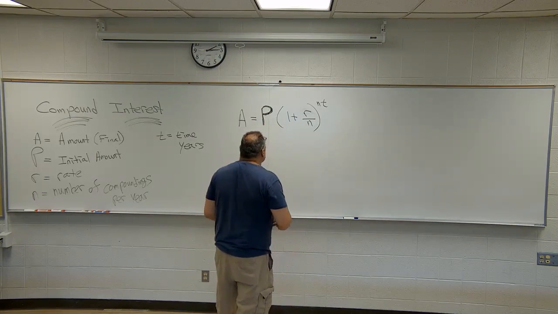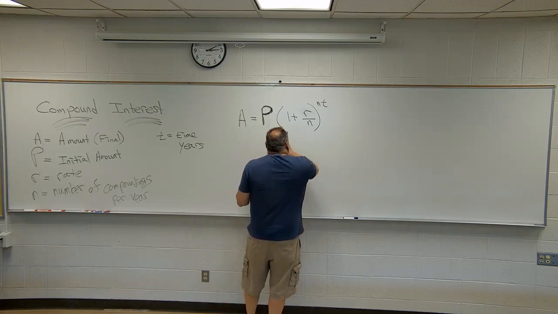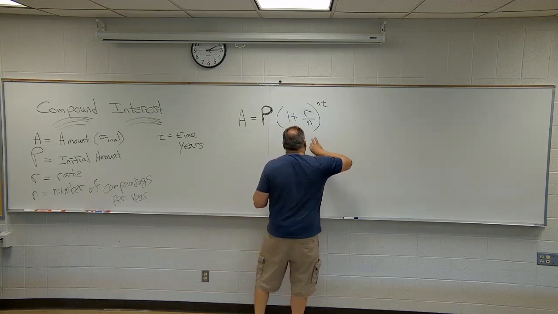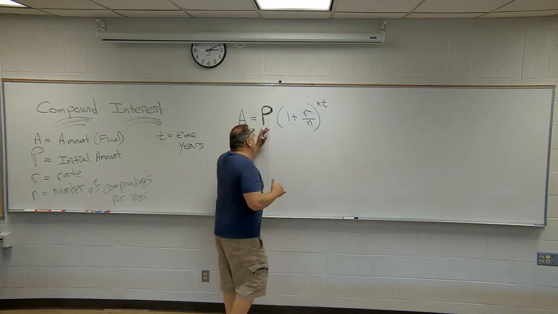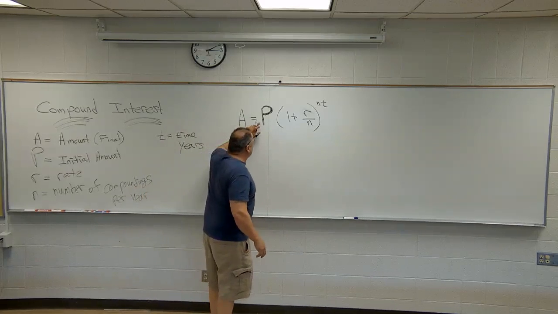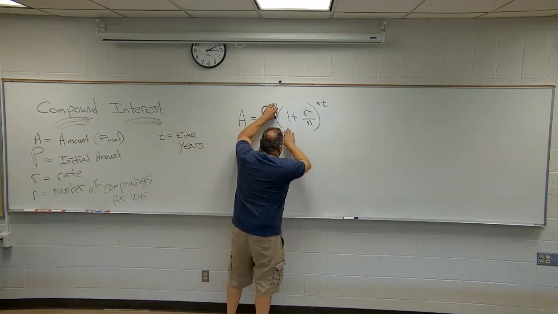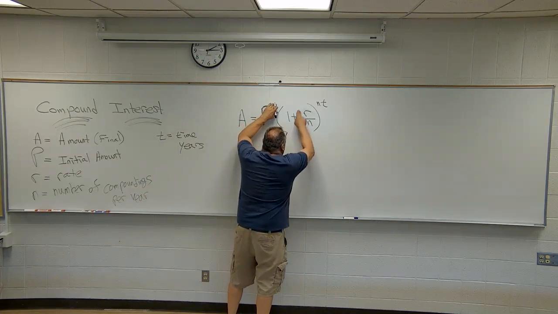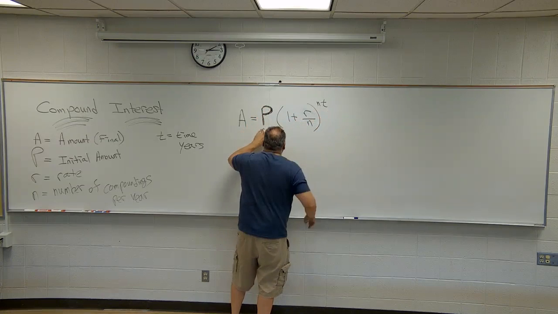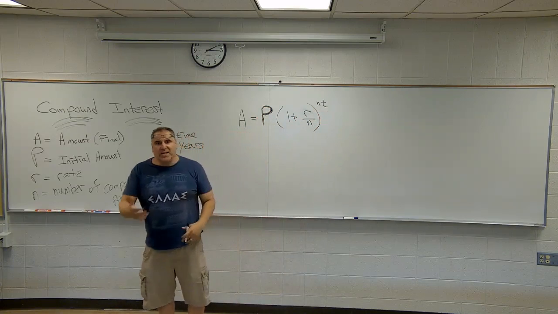What happens is you're getting some money, and then you're getting a little bit more because they're giving it back to you a little bit more and more and more. But the P stays out of the picture, guys. You go 1 plus r over n, get an answer, take it to the nt power, then multiply it with P.